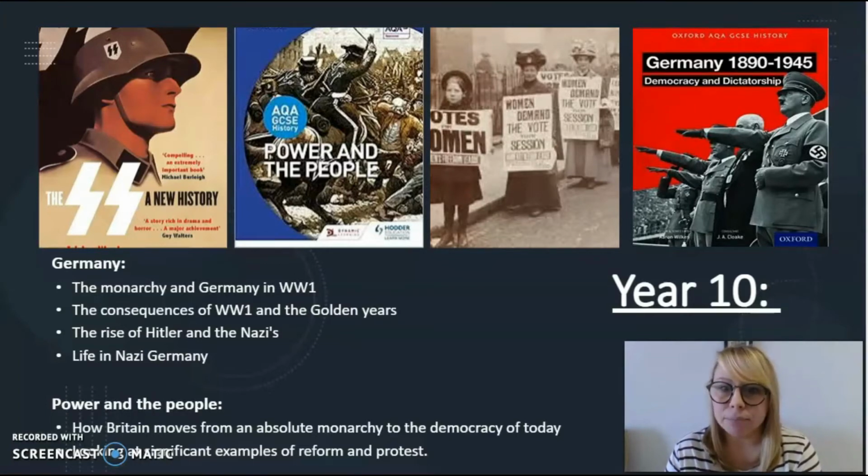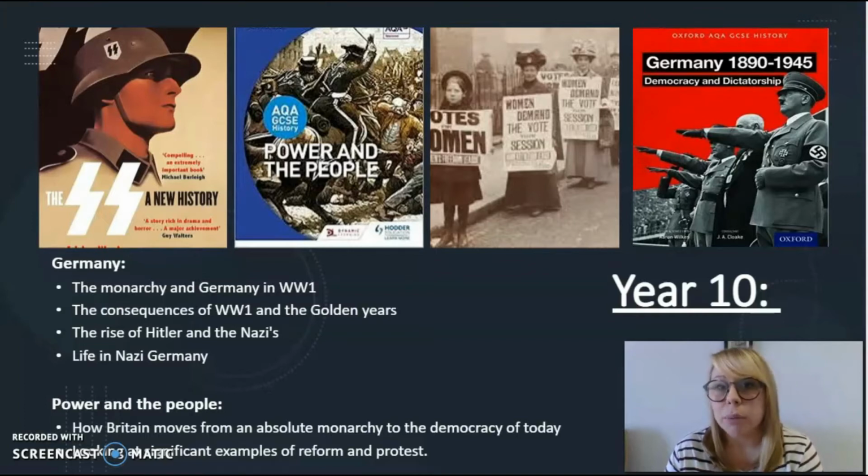So in year 10 we start with Germany. So it's Germany from democracy to dictatorship. So we look at the beginning of Germany of 1890, the monarchy leading into World War I. We look at the consequences of World War I and moving into the golden years of democracy in Germany. And then alongside that we look at the rise of Hitler and the Nazis, and then what it looks like in Nazi Germany for people. So we look at education, we look at women, we look at racial discrimination, we look at religion, all of the things that Hitler and the Nazis change in Germany.